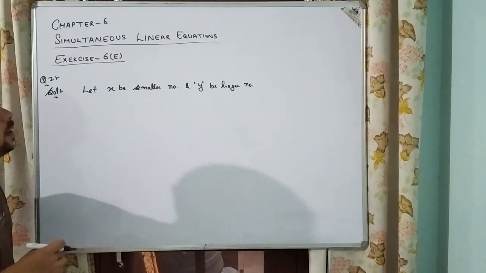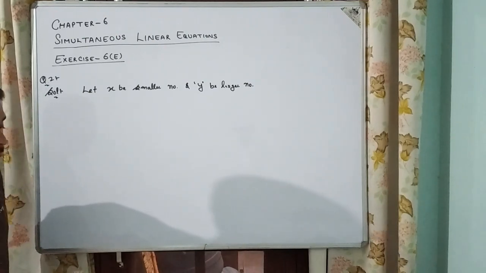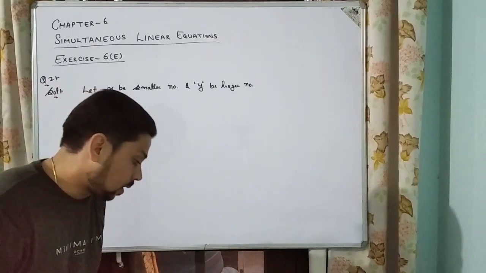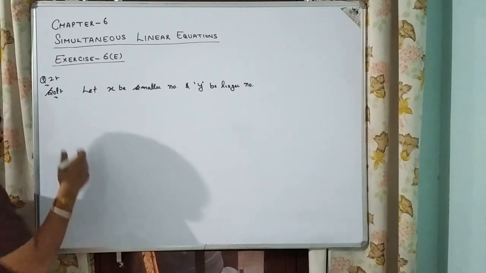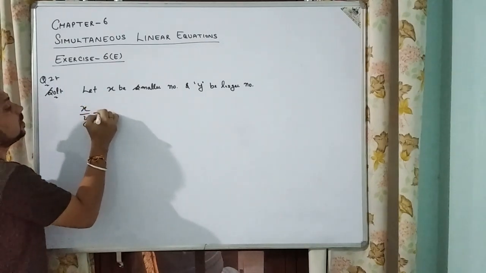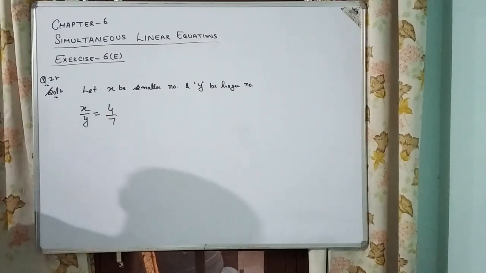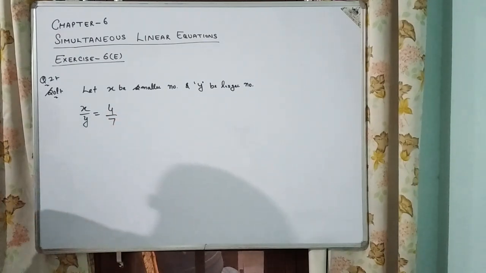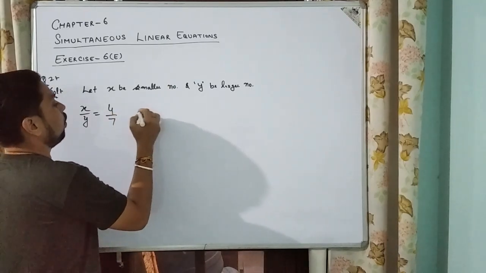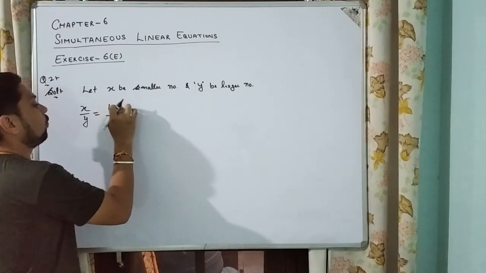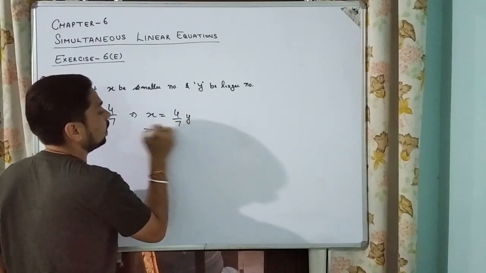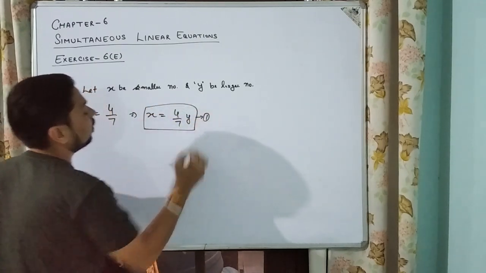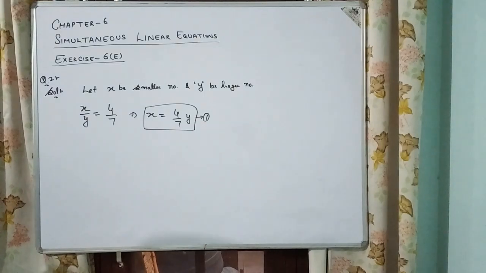So according to the statement, the ratio of the numbers is x upon y, which is equal to 4 upon 7. Now this is our first part. So we can write it as x is equal to 4 upon 7 y. Make this equation number 1.